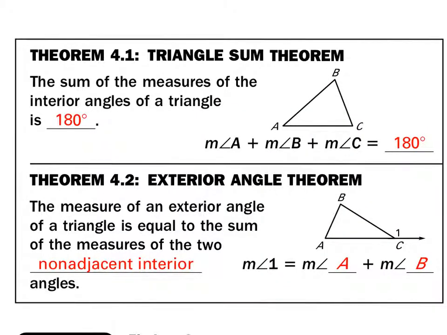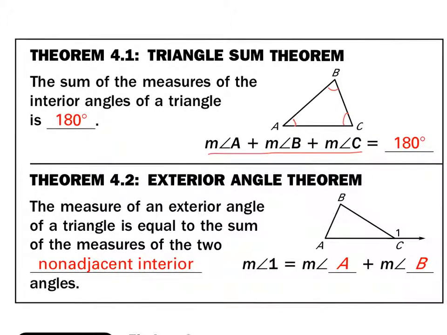Here are two theorems. Again, with those theorems, please do not just memorize them, understand them. The first one says triangle sum theorem. The sum of the measures of the interior angles of a triangle is 180 degrees. In other words, right here, measure of A, measure of B, measure of C, all the interior angles, you add them up together, is 180.